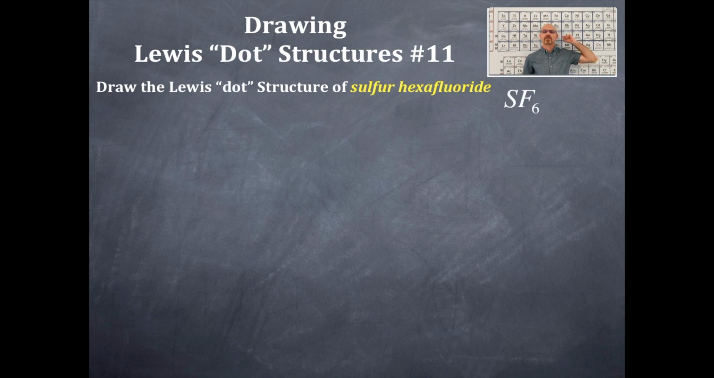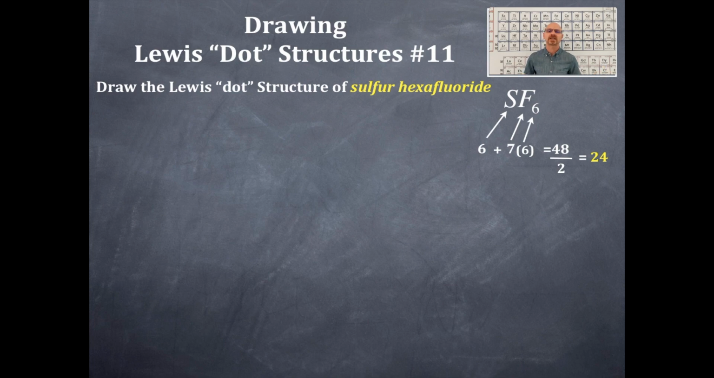We're going to use our periodic table to get the number of valence electrons in sulfur. That's 6. Valence electrons on fluorine, that's 7. How many fluorines do we have? 6 of them. We're going to sum these numbers up and we're going to get 48. We're going to divide this by 2 so that we can get the total pairs of electrons. And the total pairs of electrons is 24.